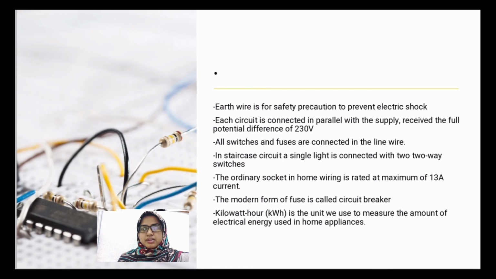Kilowatt hour is the unit we use to measure the amount of electrical energy used in home appliances. Instead of using an ammeter and voltmeter to measure the electrical energy transferred by an appliance, a joulemeter can be used to obtain it directly in joules.